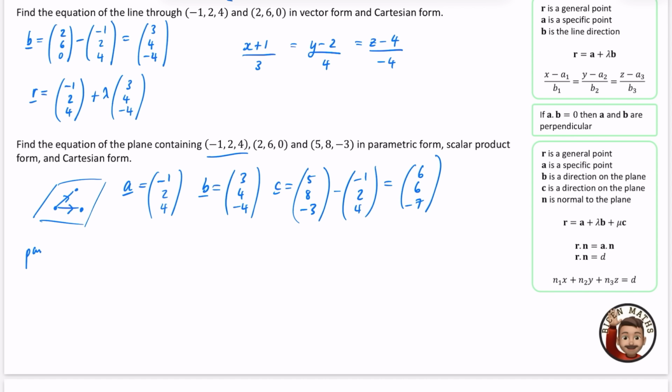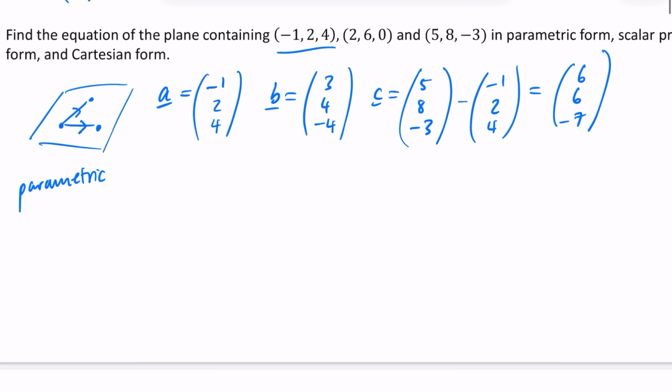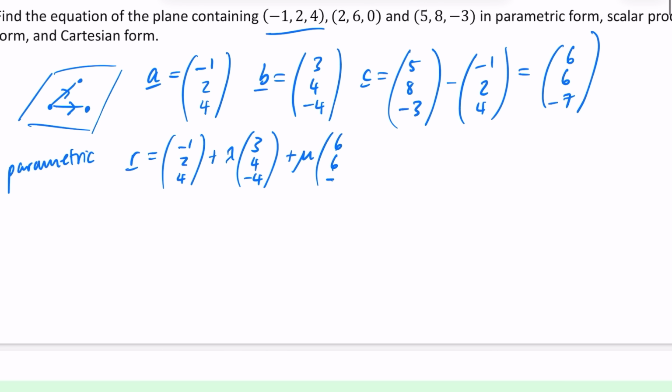So for my parametric, this is probably the easiest one to form, because all you need is three coordinates. The parametric version of this is just going to be that r is equal to A plus lambda lots of a vector that is parallel to the plane, in this case 3, 4, minus 4, plus mu lots of 6, 6, minus 7, which is the other one that we've got there.